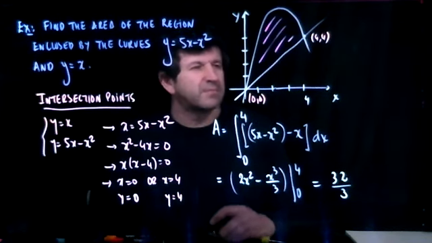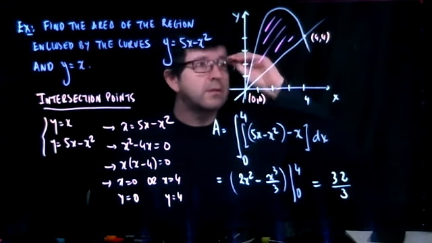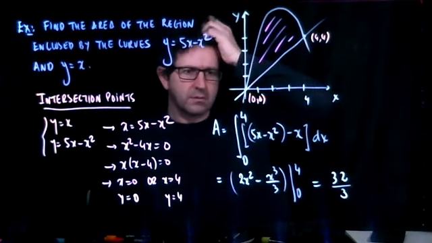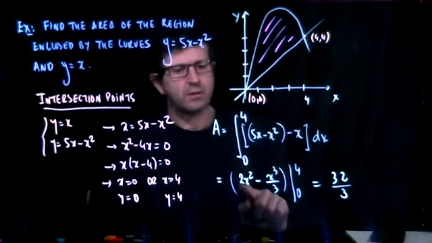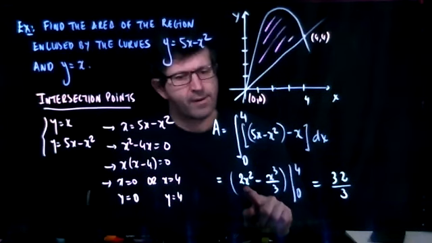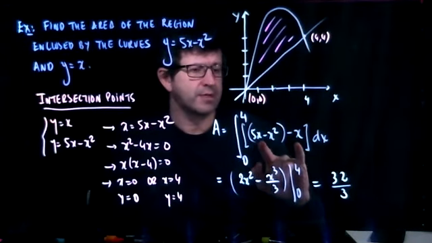Is it 2.5x squared instead of 2x squared when you integrate the 5x? No, because I first did 5x minus x is 4x.